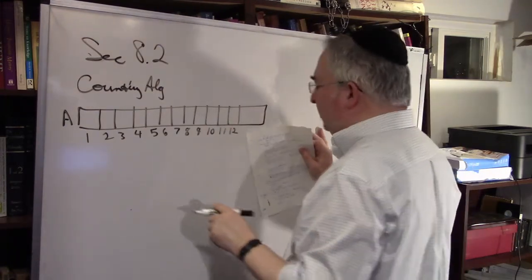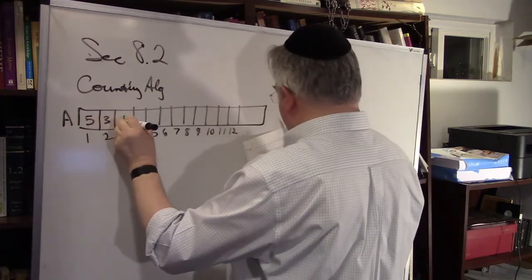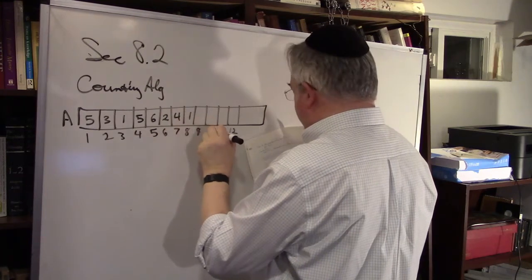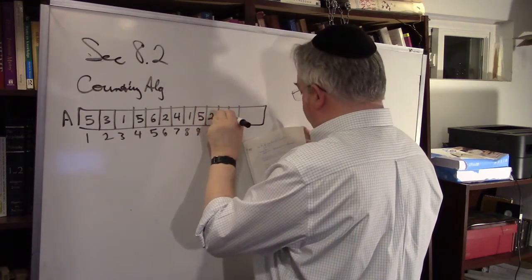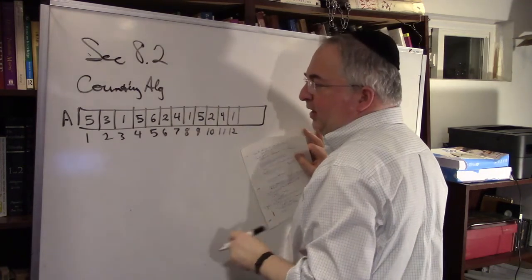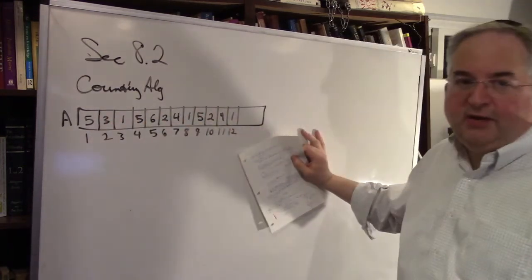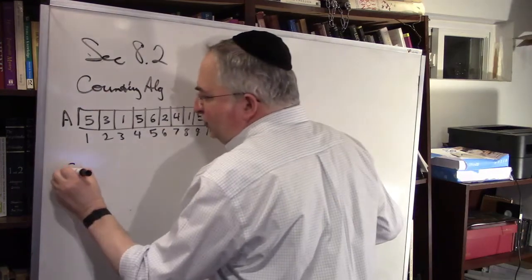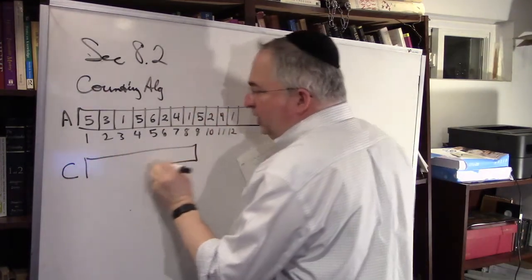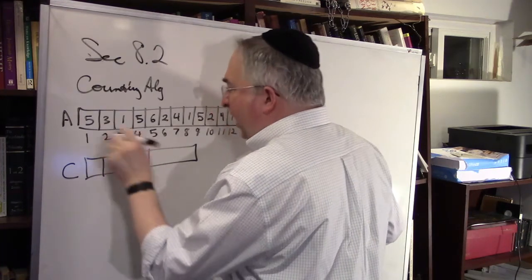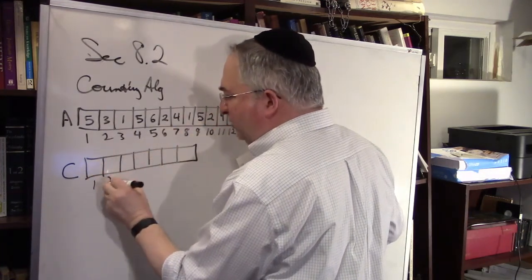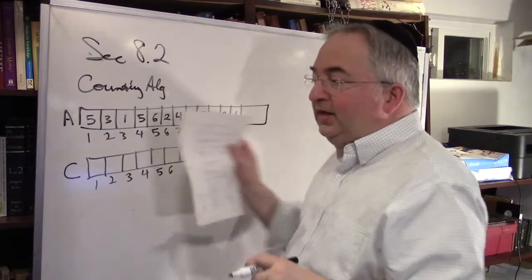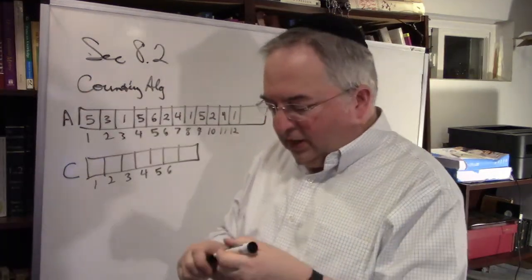And these are the numbers: 5, 3, 1, 5, 6, 2, 4, 1, 5, 2, 4, 1. Okay? I'd like to sort these numbers. Now, these are easy numbers to sort. Notice I'm only going from 1 to 6. So what I do is I make a counting array, and since I only have numbers from 1 to 6, I only keep track of 1, 2, 3, 4, 5, 6. Now I'm going to count how many of each of these numbers I have.